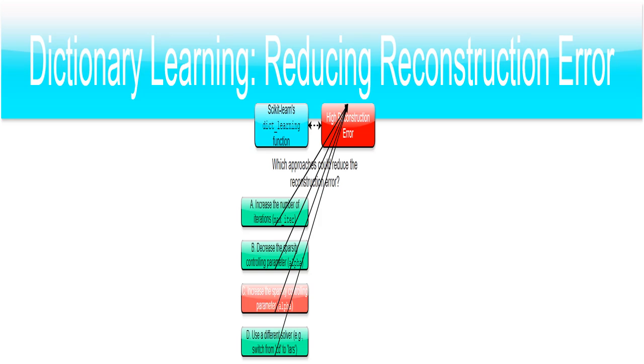I'm tackling a problem where the Scikit-learn dict learning function isn't working as well as it should. The model is struggling to accurately reconstruct the data, resulting in a high reconstruction error. This means the dictionary the model learns doesn't represent the data very well. We need to find ways to improve this.